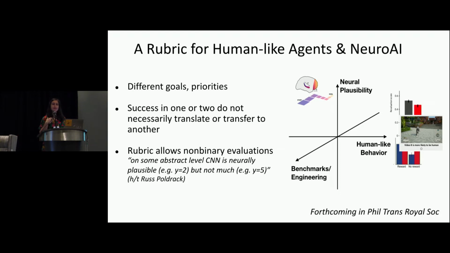And I want to thank Ross Poldrack, who yesterday asked me a question, and I think in the conversation it came out that on some abstract level, yes, CNNs are neurally plausible or even do show some human-like behavior. And that's why this rubric is non-binary. It's not just 0 and 1 on these axes. You can say, okay, it's a 5 on neural plausibility, or it's a 2 on neural plausibility and a 1 on behavioral plausibility. So it's easier to place different studies' contributions without either diminishing them or over-exaggerating their contributions.